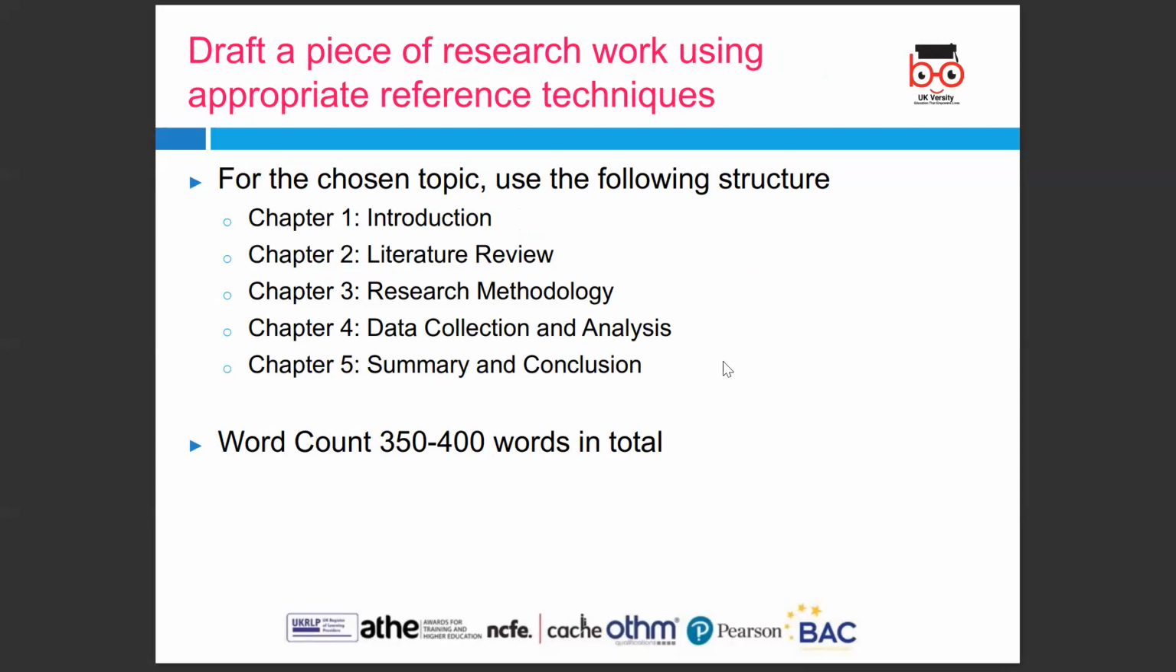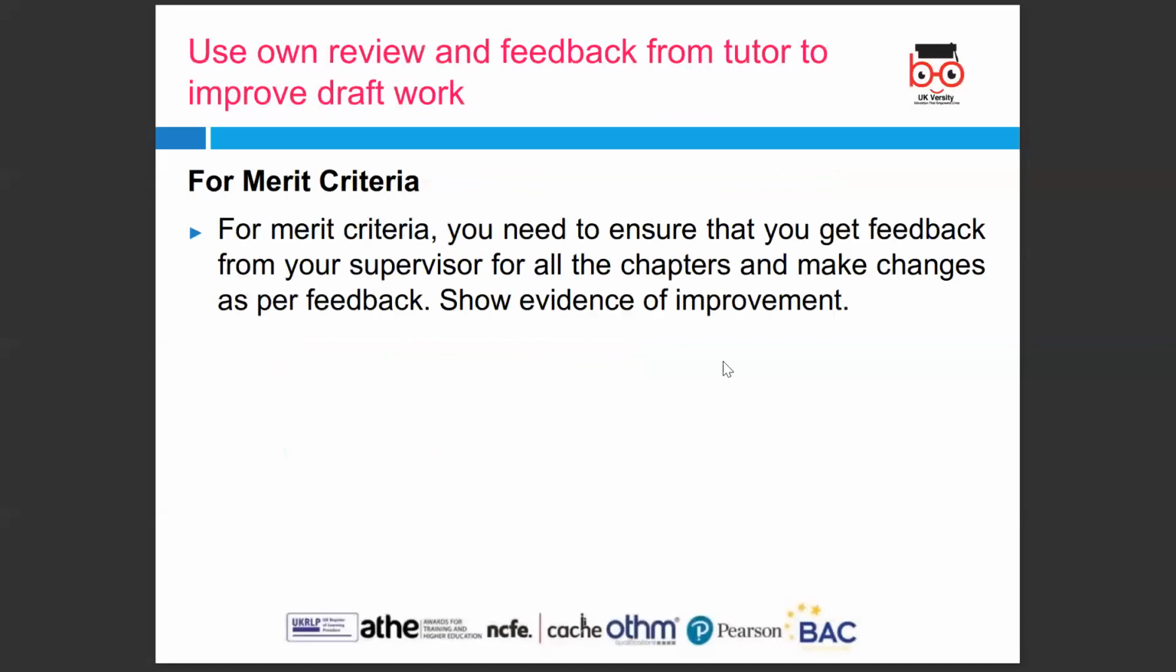Chapter 3 would be looking at research methodology. Chapter 4 would be looking at data collection analysis and identifying what you will be using, so your findings and academic reviews. Chapter 5 would be a summary of your conclusion, so any recommendations based on your findings, any sort of limitations, and then also referencing. And that's 350 to 400 words in total.